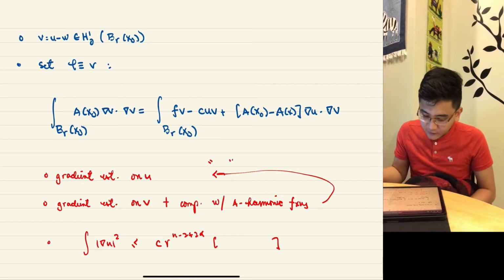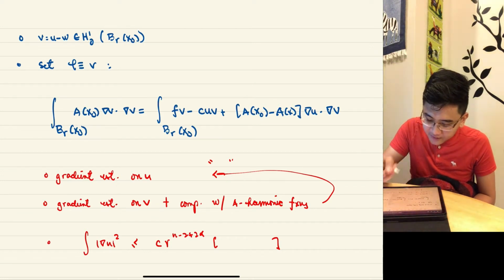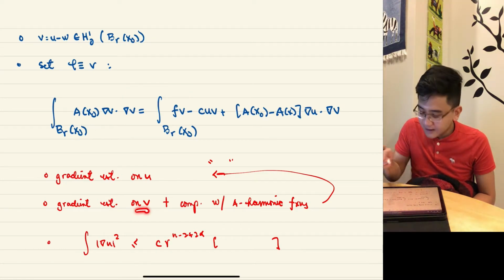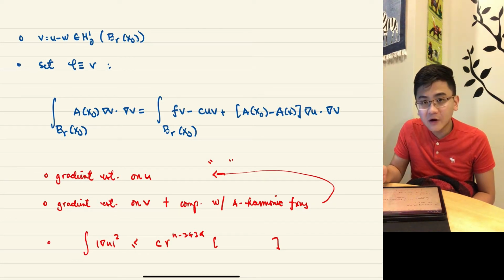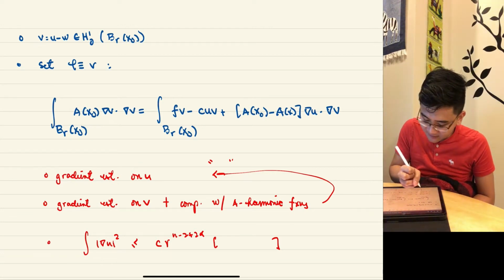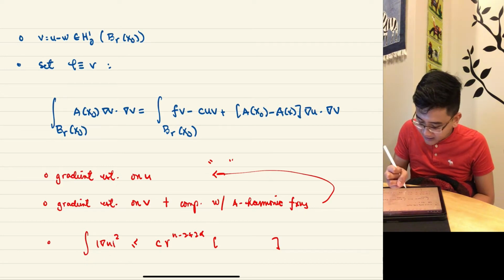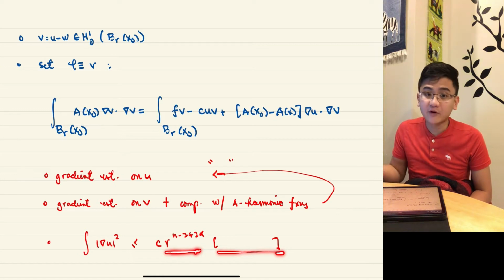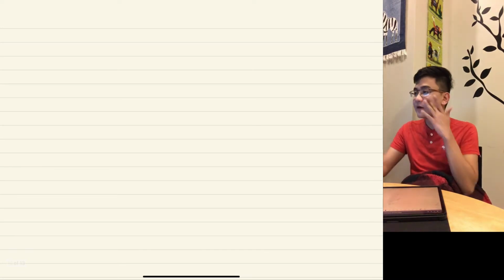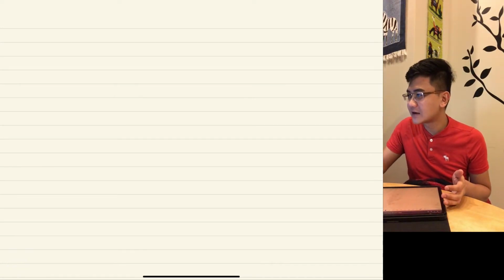Okay? So again, the plan is to estimate each of these terms and get a gradient estimate on V. Together with results on comparison with A-harmonic functions, we get a gradient estimate on U, but not quite the form that we want, because we want grad U squared bounded by a bunch of constants and data times this power of R. Okay. So let us start with the first one. I hope this doesn't take too long.